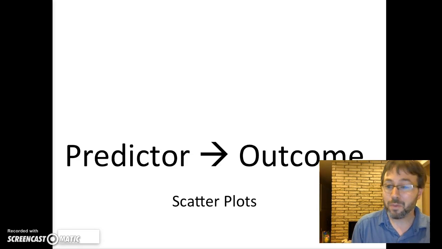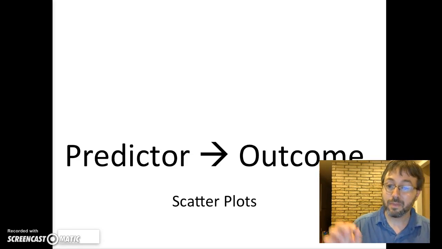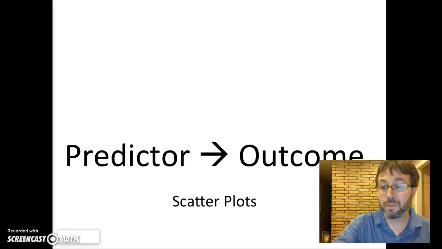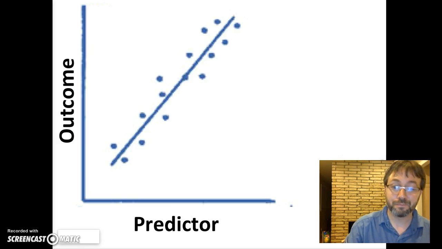Correlations are very powerful because they help us to relate predictor variables to outcomes that we're interested in. It helps us explore whether or not there's a relationship between a predictor and an outcome. And one of the most powerful ways to begin to look at correlations is with scatter plots. And I hope that you'll see how powerful this tool is as we go along.